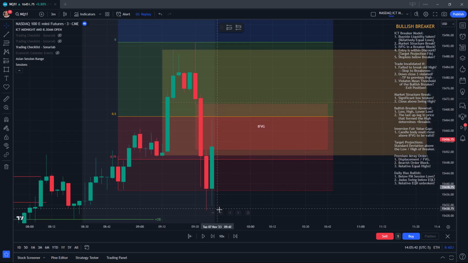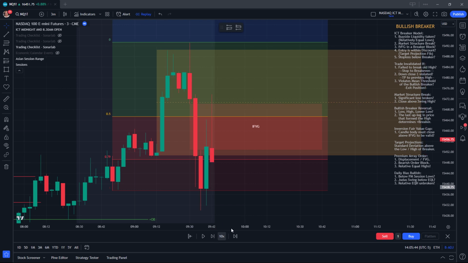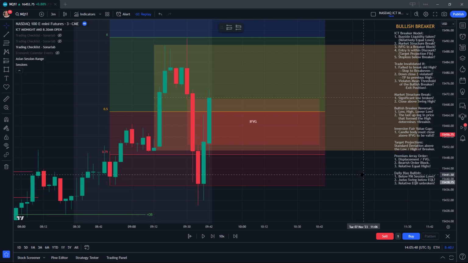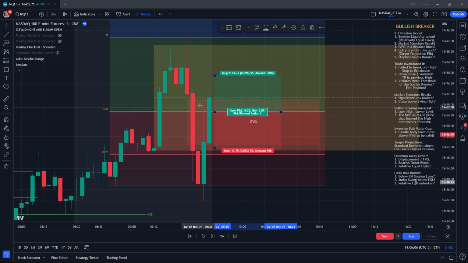Okay, so let's see if price closes above the inversion fair value gap. Yep, that's closing above it. And then we want to enter, finally, we want the stop loss to be below the breaker, and we want to enter within the discount area. So let's go for a long position, put that as within the inversion fair value gap, as close to being within the red here, the discount.